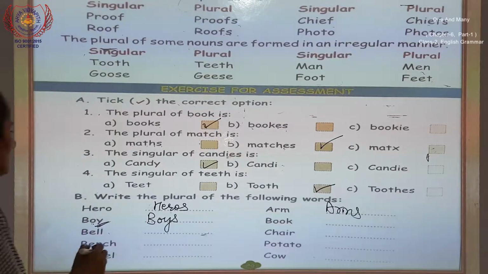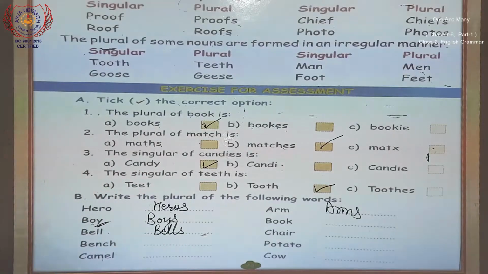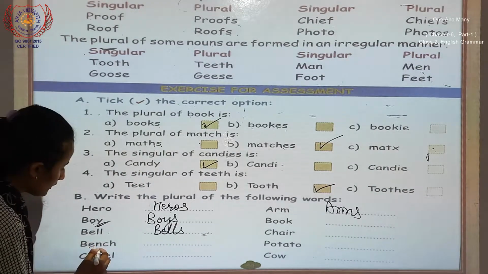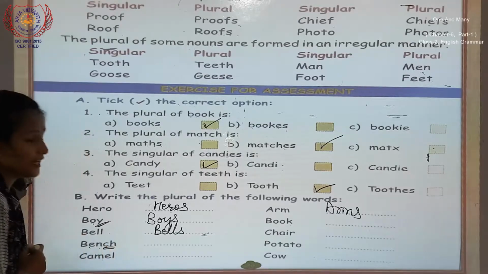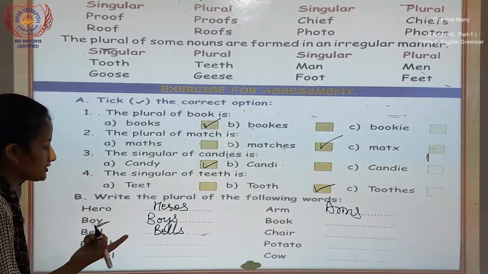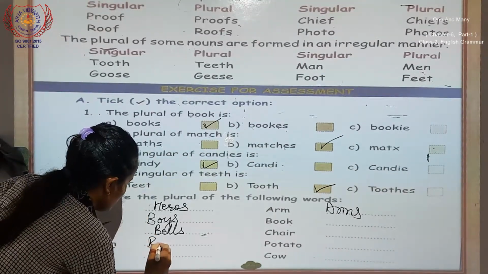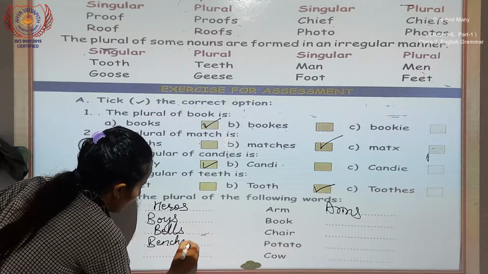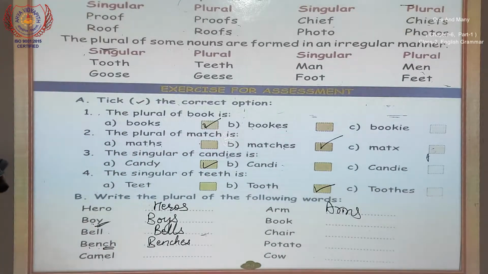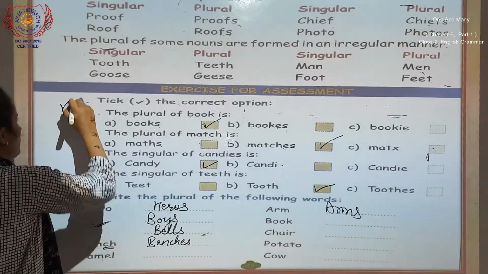Bell, bells. Bench, benches. Now bench, CH is singular. So CH जहाँ यूज होगा हम लोगों को क्या करना है? ES. Benches. Like this we have to add some letters. So this is your homework. This is also your homework.